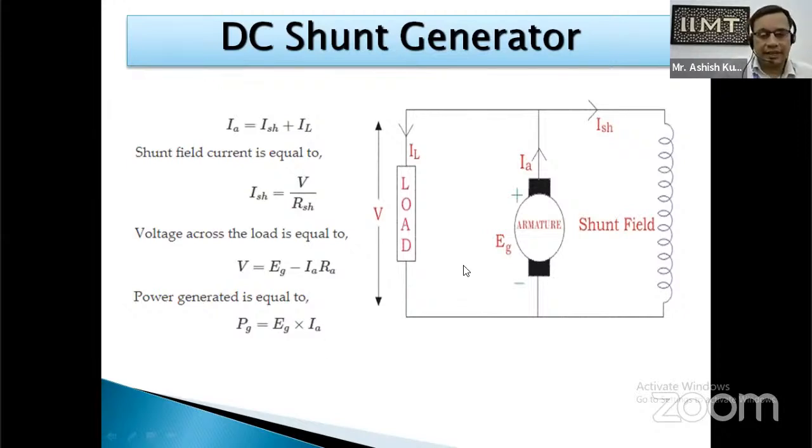Power generated at the armature is equal to, as we know the formula for power is V into I, and the generated voltage is Eg and the current supplied by the armature is Ia. So power generated at the armature is equal to Eg into Ia, while power delivered to the load is equal to V into IL.